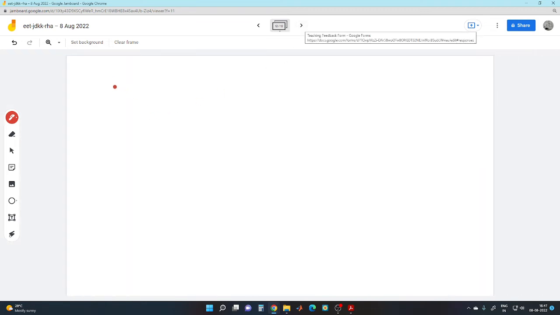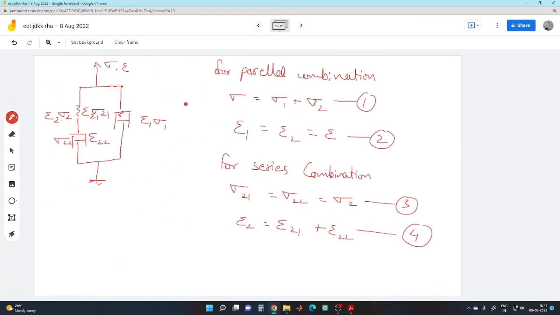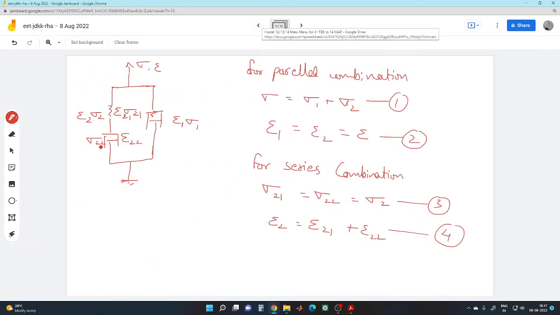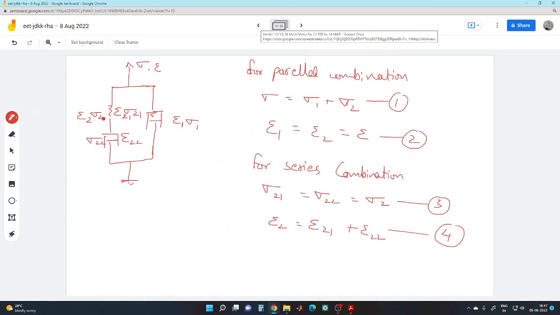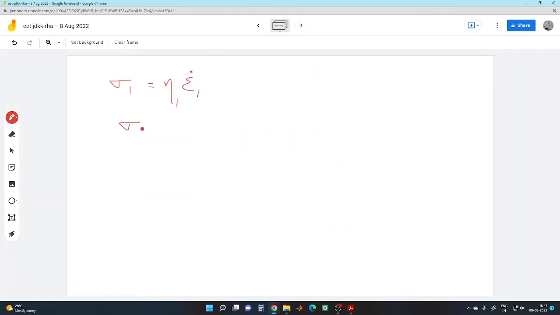So now if we take the individual elements, for sigma 1, this element is a damper, so we can say that sigma 1 is equal to eta 1 epsilon 1 dot. For this 2 1 element, it is a spring element, so we can write sigma 2 1 is equal to E epsilon 2 1 dot.